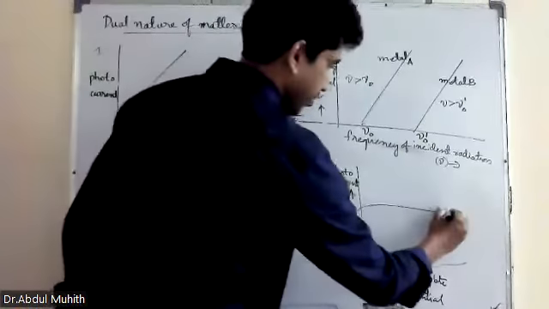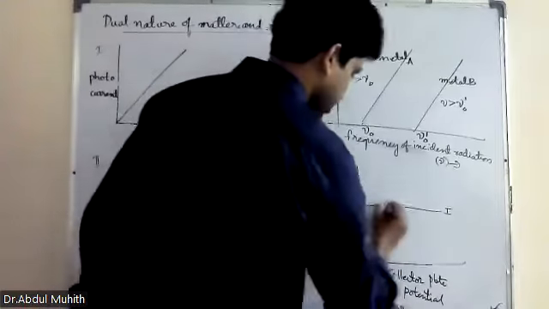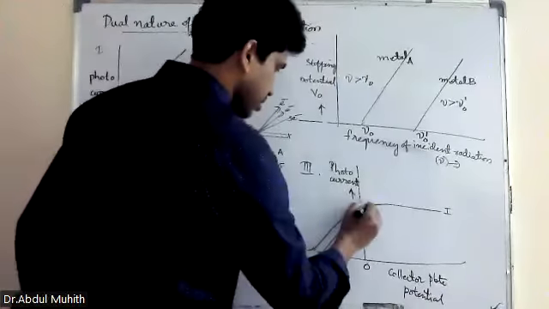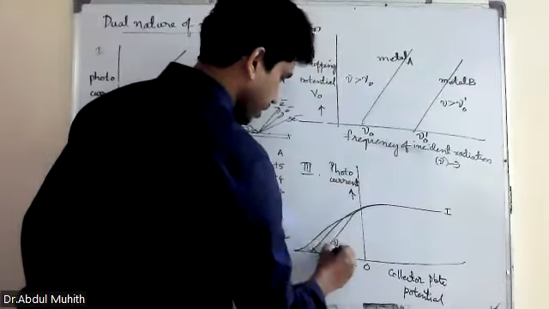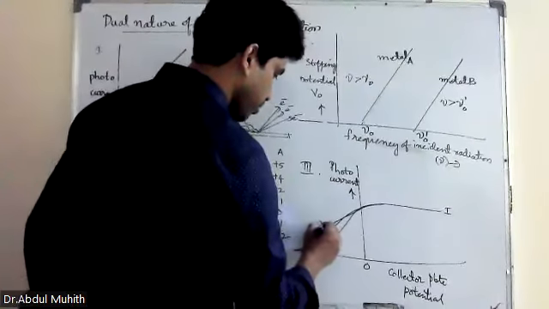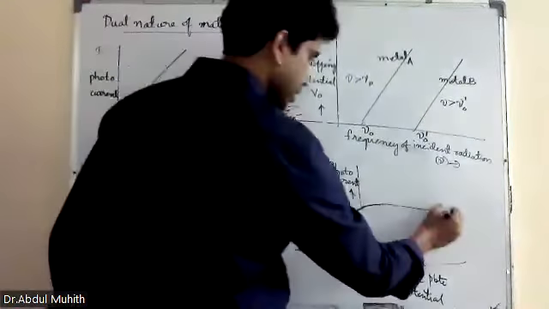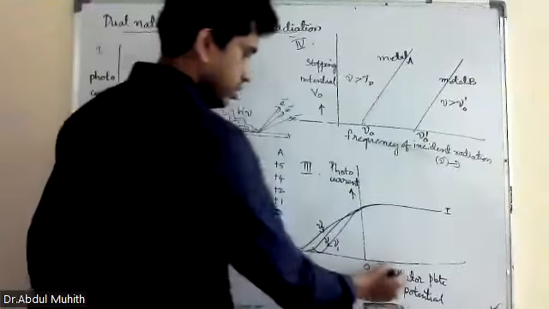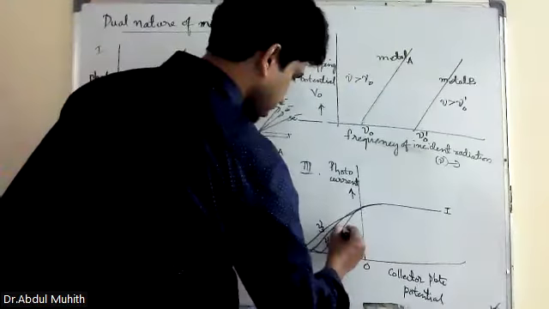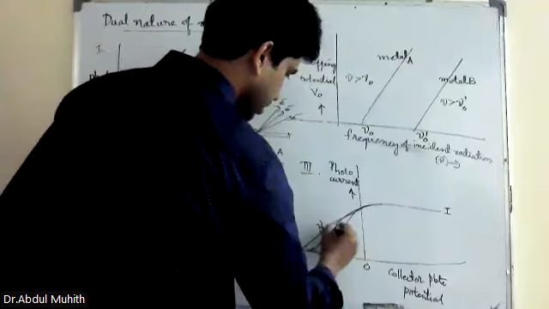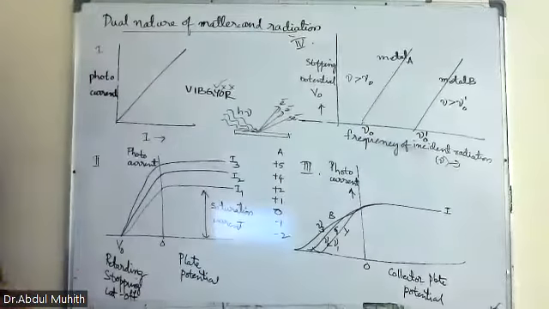For the same intensity of light, I am taking only one intensity but three different colors. Maybe this is the first one, the second one is here, and the third one is here. So this is new 1, new 2, new 3. That is intensity, I is the intensity. This is collector plate potential. One is maybe yellow color light, this is green color light, and this is blue color light, but with the same intensity. Keep this in mind, same intensity.